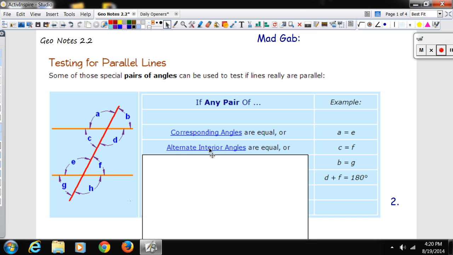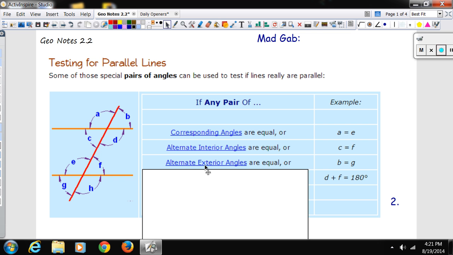If any alternate interior angles are equal, like C equals F, so if C and F are equal to each other, or if D and E are equal to each other, if you measured E and you measured D and they came out the same amount, then you know these lines have to be parallel. So if any pair of corresponding angles are equal, or alternate interior angles are equal, or alternate exterior angles are equal, like B and G, if B equals G, or if A equals H, then you know these lines have to be parallel. Those are alternate exterior angles.